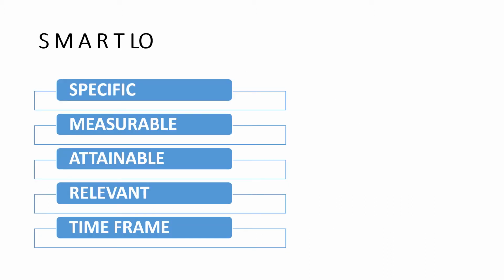So what are SMART LOs or SMART learning outcomes? The LO should be specific and not ambiguous. The behavior or demonstration of knowledge should be clearly displayed and hence observed. Measurable. The LO should indicate what is to be measured and it should be quantifiable. Example, using a rubric.